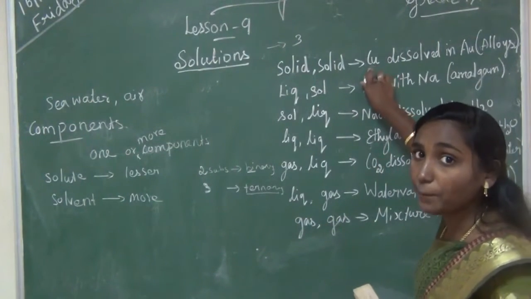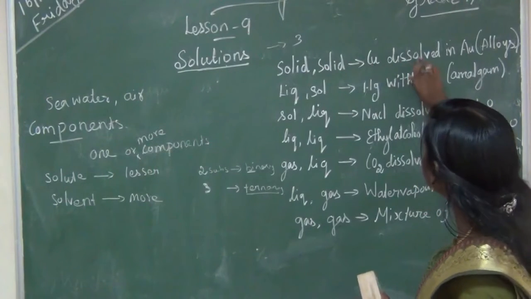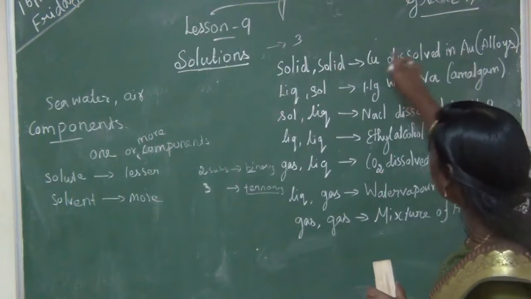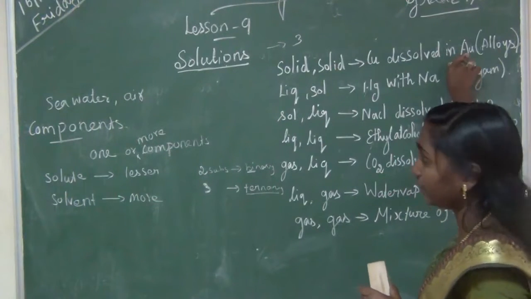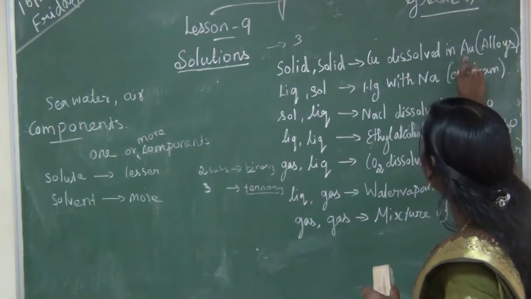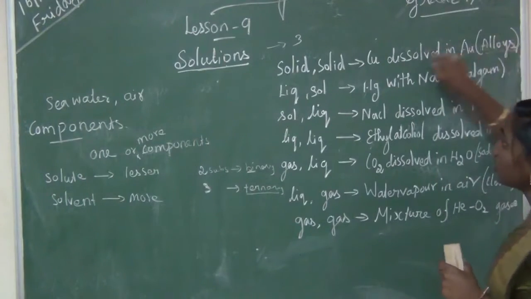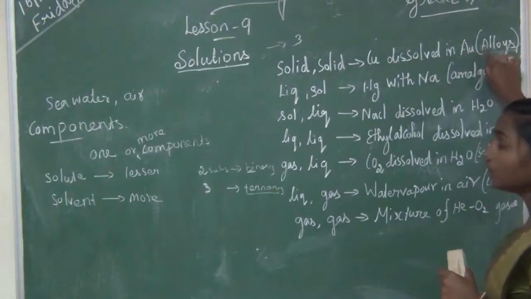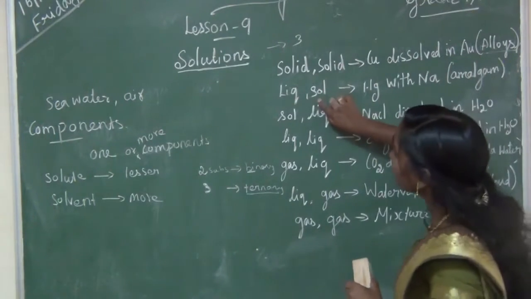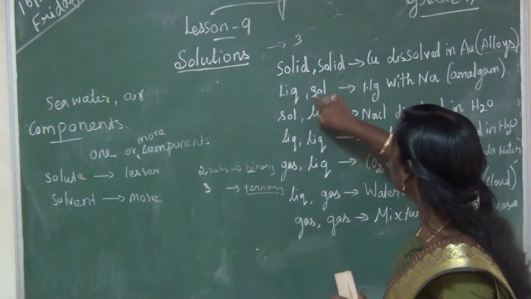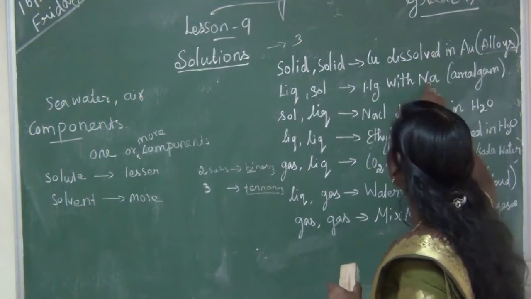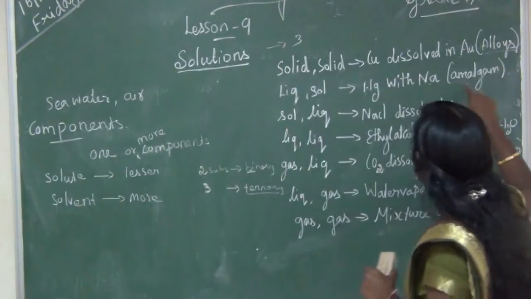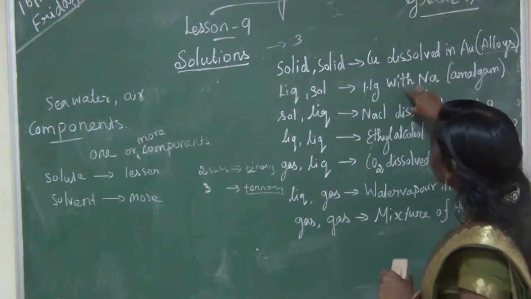What is the symbol of copper? Cu. Okay, copper dissolved in gold, Au, that is the symbol of gold. Copper dissolved in gold, that is called alloys. So solid in solid example, copper dissolved in gold. Then liquid in solid example, mercury with sodium. In the previous lesson we studied amalgam, right? So amalgam is the mixture of mercury with sodium.